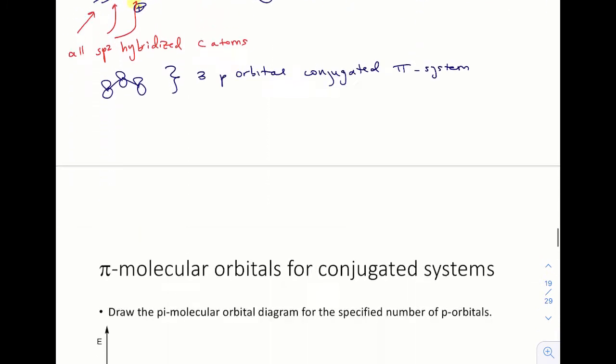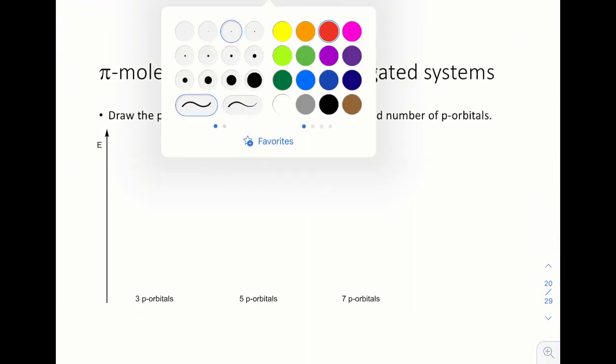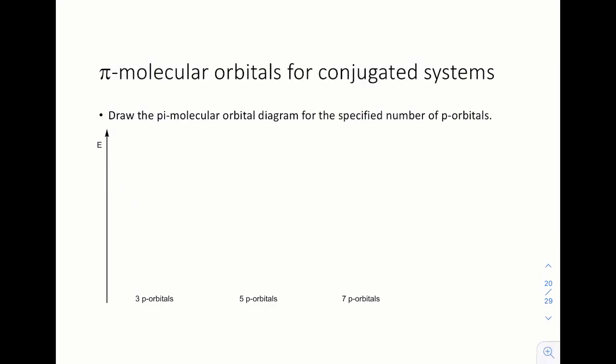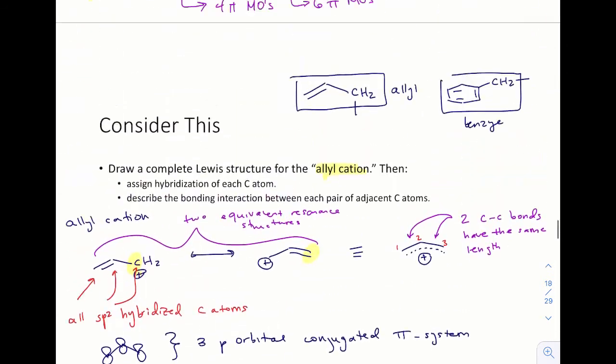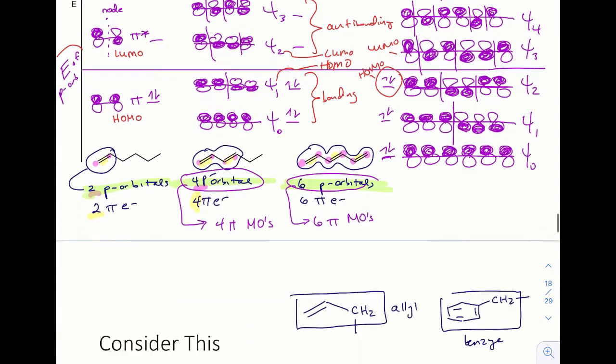Let's try our hand at drawing the pi molecular orbital diagrams for the following systems, where there's 3 p orbitals like the allyl cation, 5 and 7 p orbitals. This is going to be fun. Let's give it a shot. After all, we've drawn the pi molecular orbitals already for the 2, 4, and 6 p orbital systems. So we can do it for the odd numbers as well.